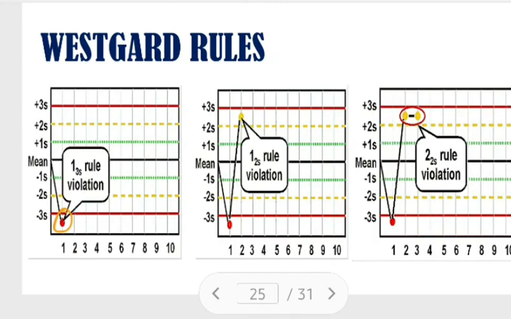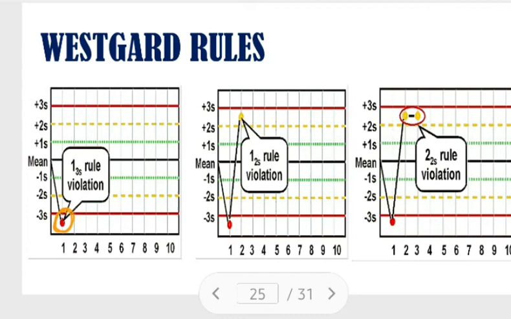Next, we have the Westgard rules. Westgard rules are developed to improve quality monitoring, decrease subjectivity in data analysis, and to provide help in troubleshooting. So first example of Westgard rules, we have the 13S violation. It is when one control value exceeds positive or negative 3SD from the mean. So that is the 13S violation.